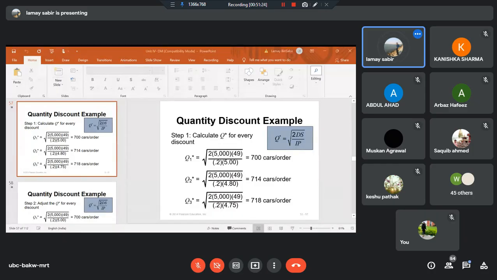It's very simple. Q2 is 714, but now this is a point of discussion. This Q2 you have calculated for the second discounting scheme. Q1 क्या था? पहला डिस्काउंट, कोई डिस्काउंट था ही नहीं उसमें, 0.2 into 5 डायरेक्ट. सेकेंड Q2 जो है वो सेकेंड डिस्काउंटिंग पे है, इसीलिए आप देखिए डिनोमिनेटर में है 0.2 multiplied by 4.80, which is for the second discounting scheme.